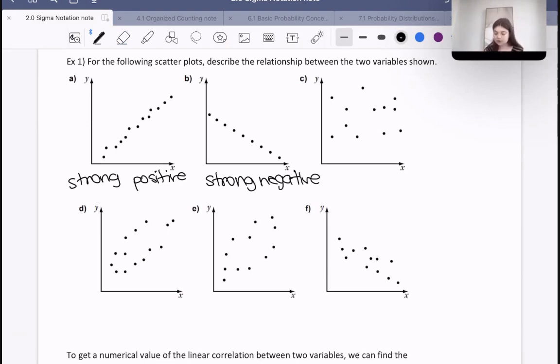This one here looks like there is no correlation. It just looks like a bunch of dots randomly. It's not really clear that as x increases, does y increase or decrease? Not really either of them, I would say. So we would say no correlation. How about this next one? Well, I think it's not very strong. I would say maybe it's more moderate than strong. Might be a moderate to weak positive.